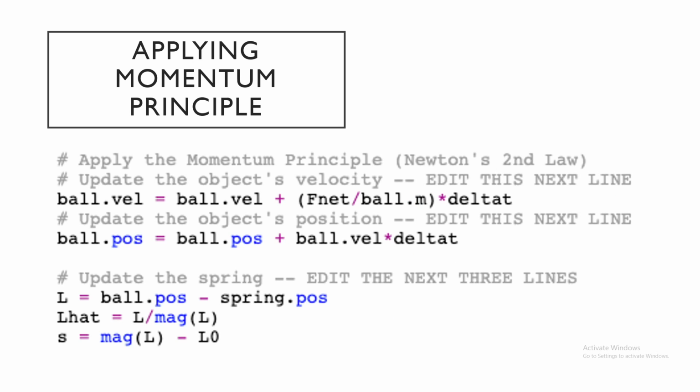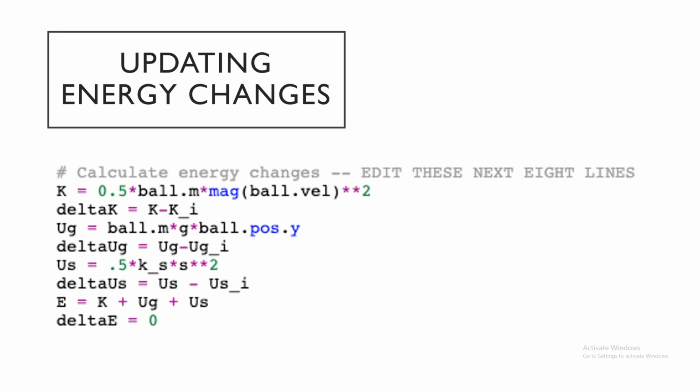We also apply the momentum principle with the velocity and position update formulas, and then you update the spring with those same three lines. Then for updating the energy, it's just the same values from before, except now for the delta values, it's just the current minus the initial value.